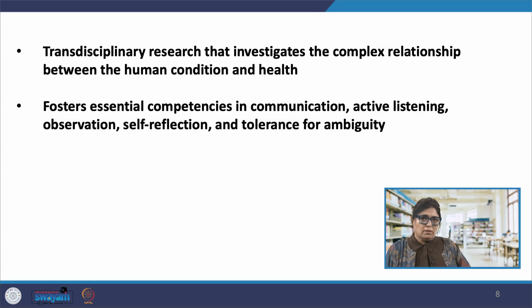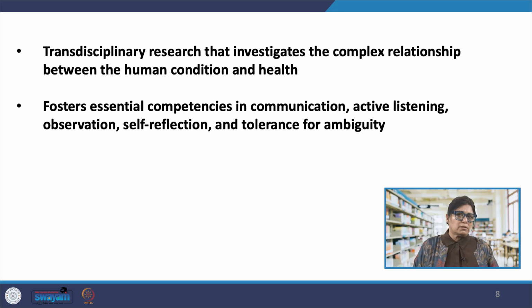This field encourages students to engage with the multitude of diverse perspectives that may differ from their own. Moreover, health or medical humanities pedagogy fosters essential competencies in communication, active listening, observation, self-reflection, and tolerance for ambiguity, skills that are vital for both healthcare professionals and their patients or clients.